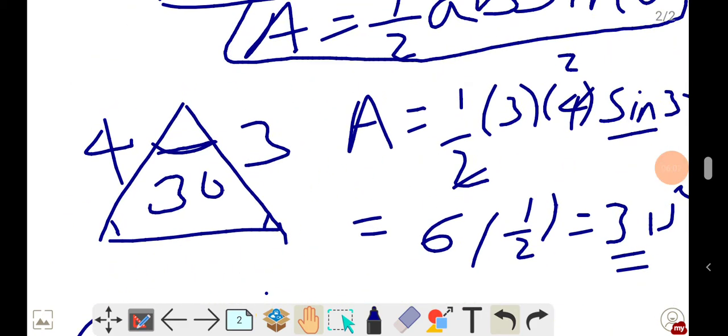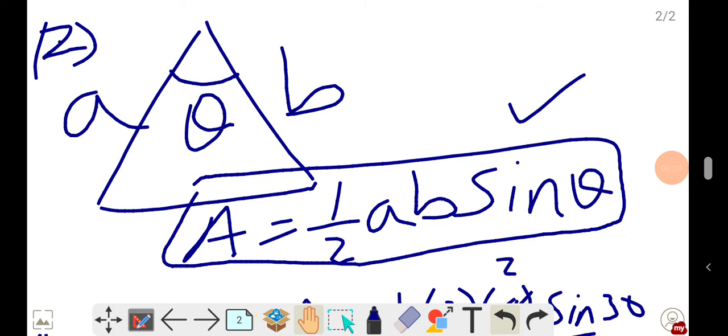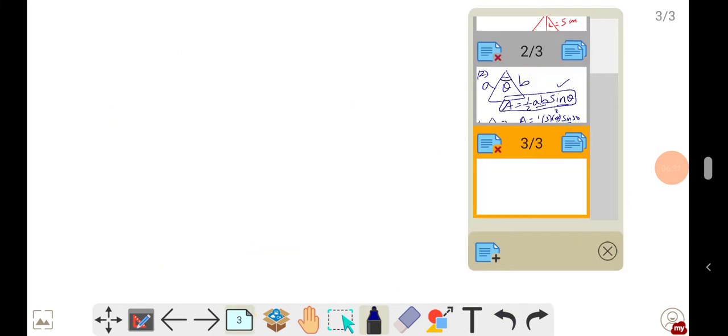Remember the formula. If two sides of a triangle and the middle angle, meaning the angle between the two given sides, are given, we can apply the formula half times the product of the two sides times the sine of the angle. This is the second possibility. Let us see the last possibility.